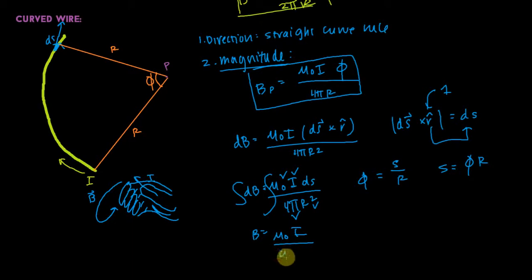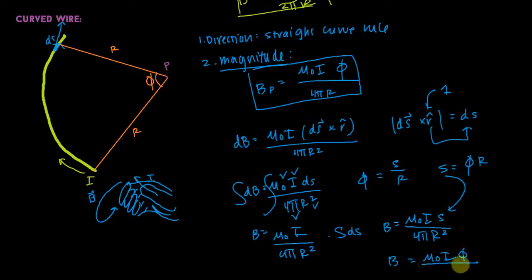Mu naught I over 4 pi r squared times the integral of ds, which when evaluated is just s. So that's B equals mu naught I times s over 4 pi r squared, and s we don't really care about. What we do care about is phi. So when we sub this in for s, we get mu naught I phi over 4 pi r, because this r is going here and these r's cancel out. So you're just left with one r at the bottom, and that is where we get this definition of the magnetic field at point P around a curved wire.